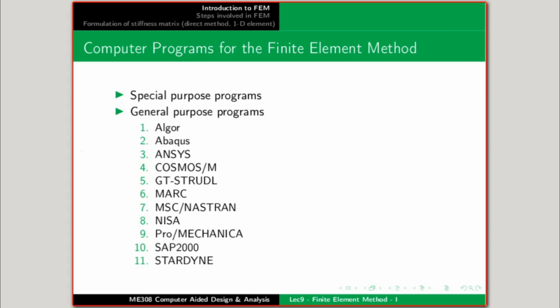Computer programs used for FEM can be classified into special purpose codes and general purpose programs. Special purpose programs are codes prepared for specific problems, hence they are mainly used in research and academic fields. General purpose programs are mainly commercial software packages that can be used to solve a wide range of problems without any major modification of the computer code. A few commonly used general purpose FEM packages are listed here.